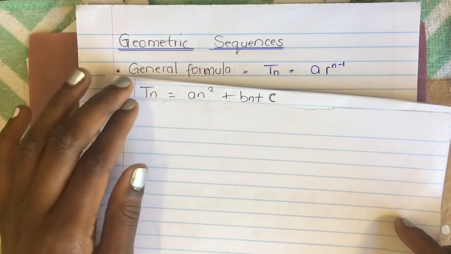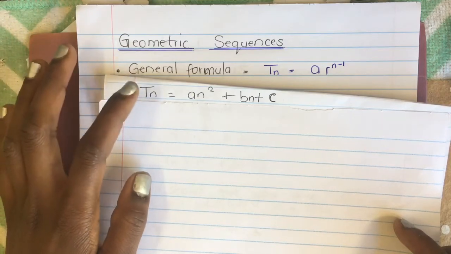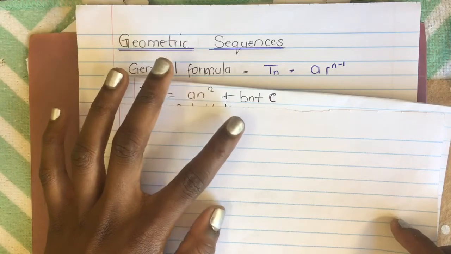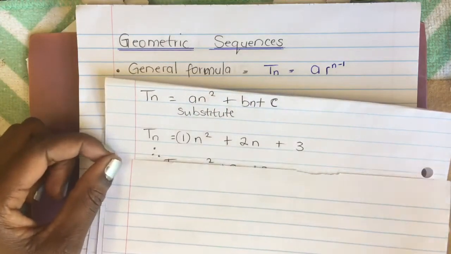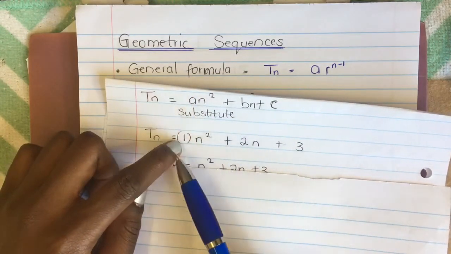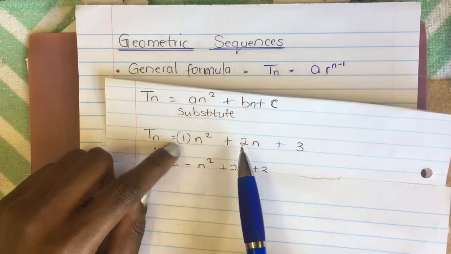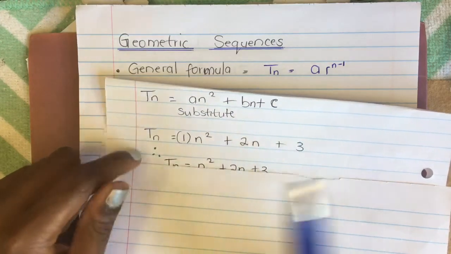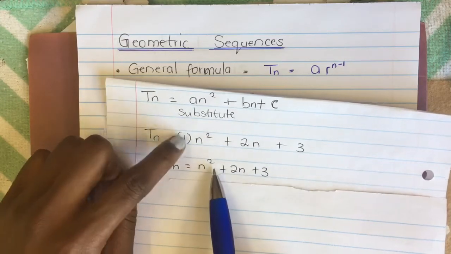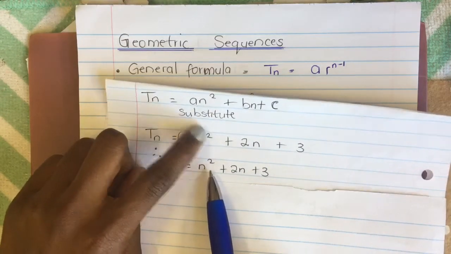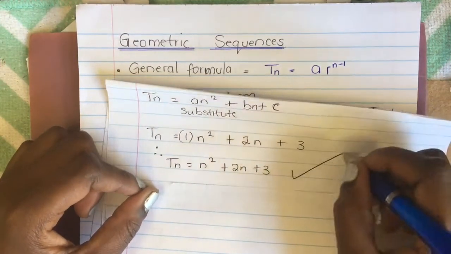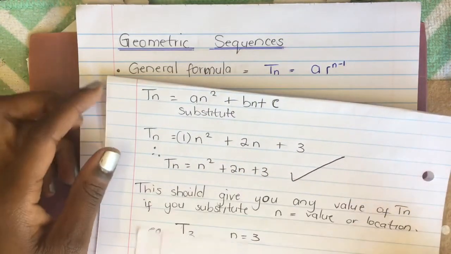Now bringing it back to the general formula of a quadratic sequence, we say Tn is equal to an squared plus bn plus c. Then we substitute the values that we already know: a is 1, b is 2, and c is 3. So this becomes n squared, because the coefficient is 1, so it remains itself, plus 2n plus 3. This is our general formula of this entire sequence.